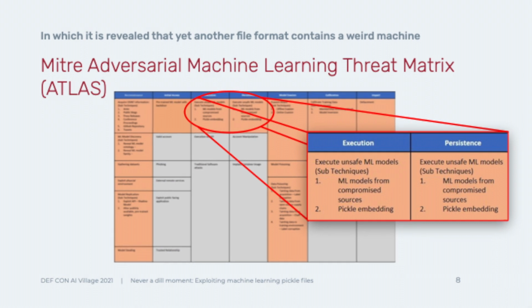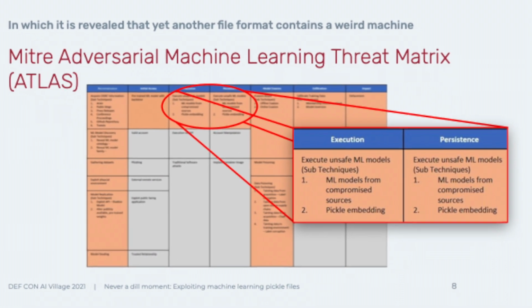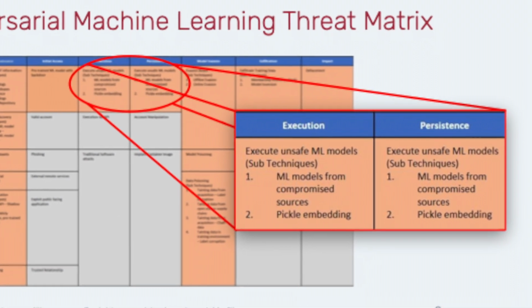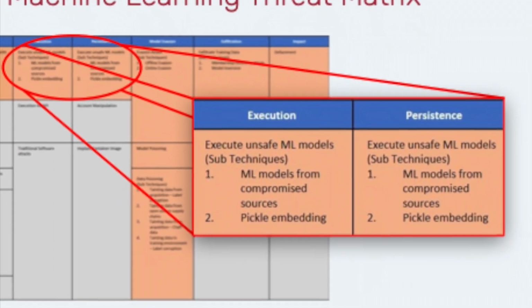The risks of using pickling in the machine learning ecosystem seem to be well known, at least in the security community. Yet there isn't a clear path forward in making the system more secure.